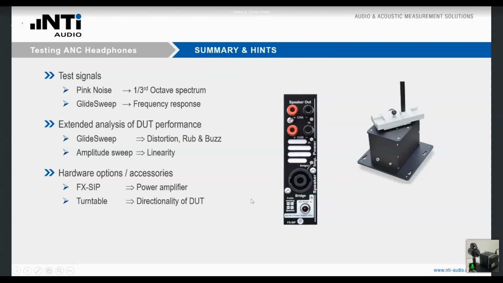If you want to take a step further, if you want to determine the directionality, if you want to record a polar plot of your earbud, in other words, if you want to know whether the ANC works differently efficient depending on the direction from where the sound is coming, then such a turntable might be a nice solution. It slowly rotates the device under test while it is exposed to the test signal.